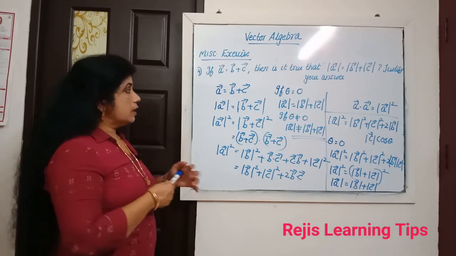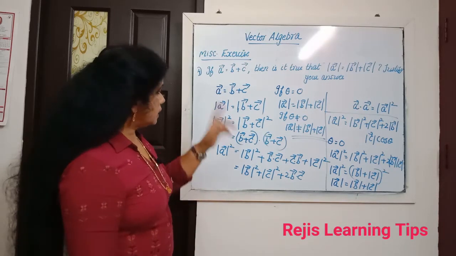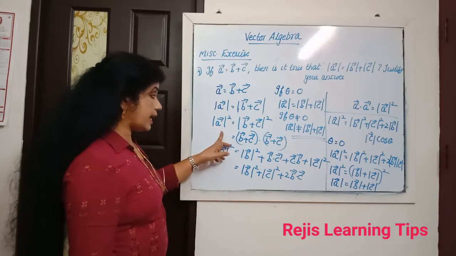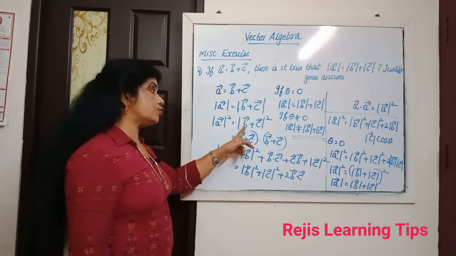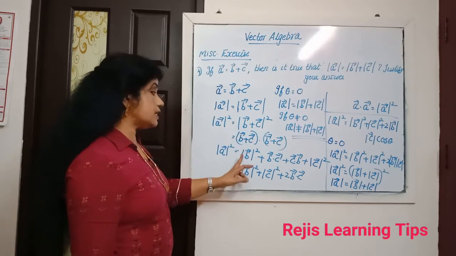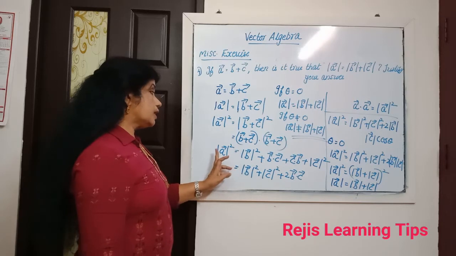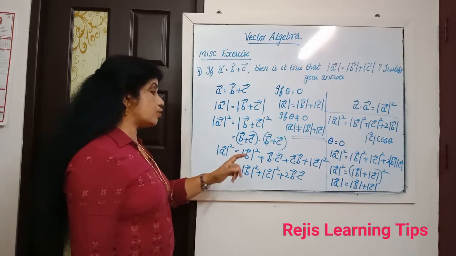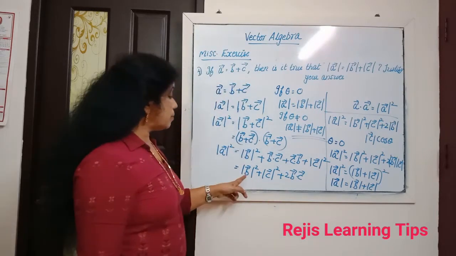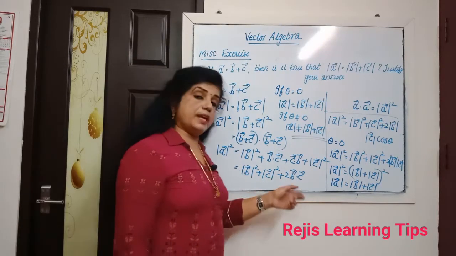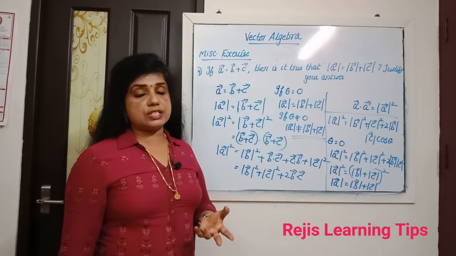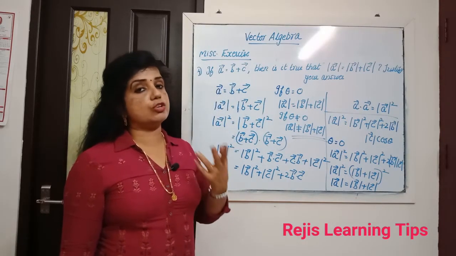Let me summarize. A means vector B plus C, then magnitude of vector A is equal to magnitude of vector B plus C. Then we have to square it, so magnitude of B plus C the whole square is equal to B plus C dot B plus C. Then we get magnitude of A square equal to magnitude of B square plus B dot C plus C dot B plus magnitude of C square, that is magnitude of B square plus C square plus 2 B dot C. B dot C means modulus of B into modulus of C into cos theta.